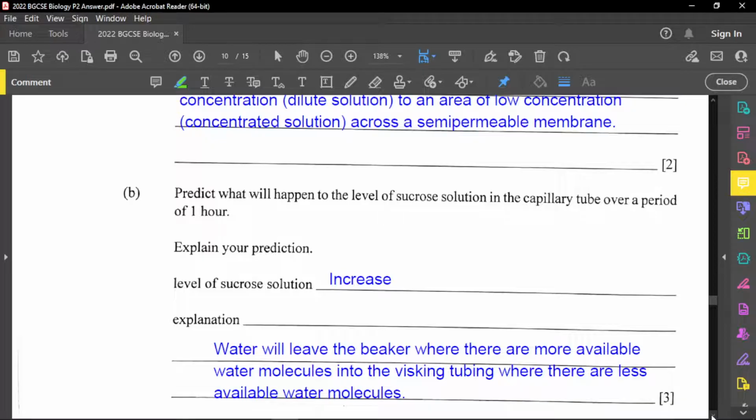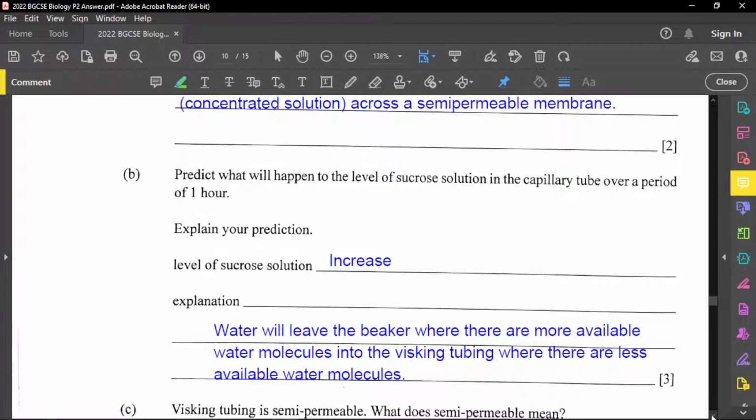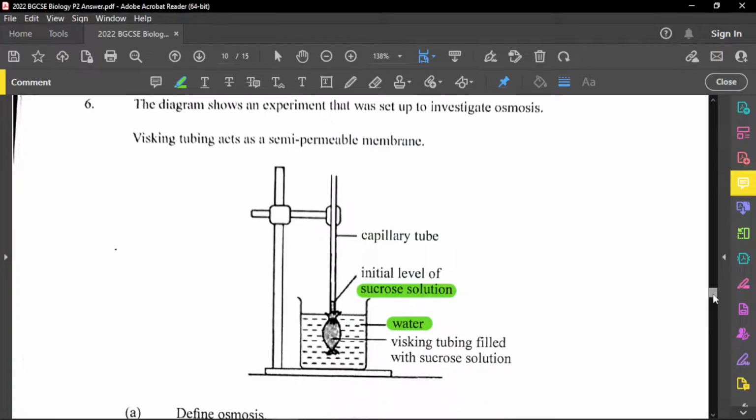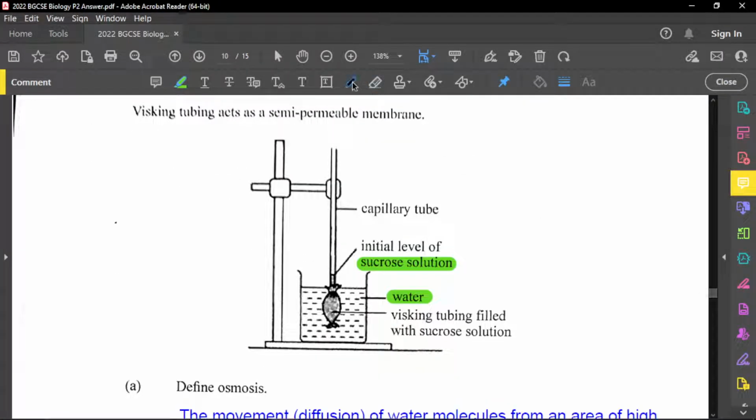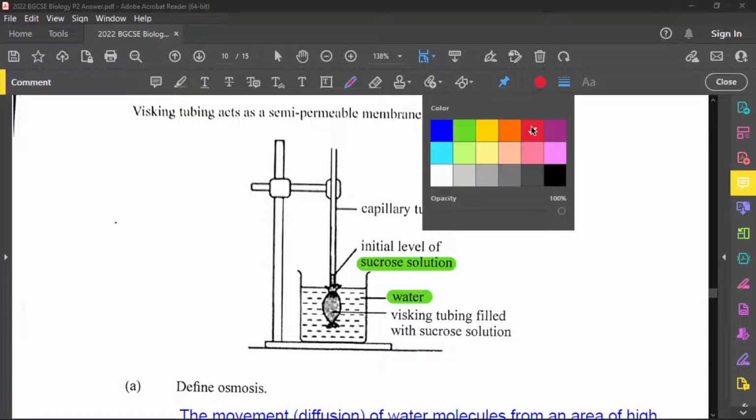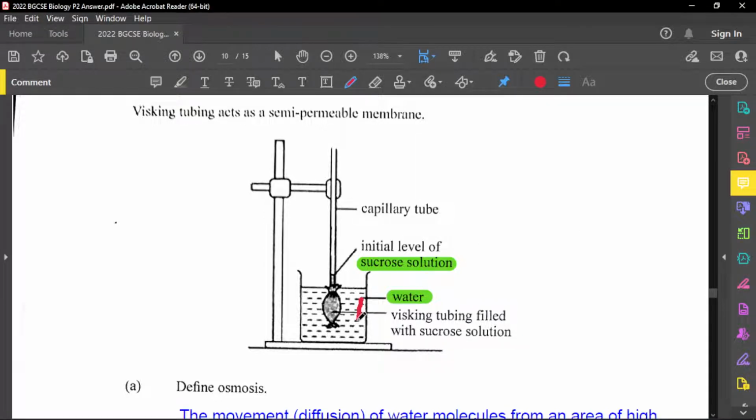All right. Part B said predict what will happen to the level of sucrose solution in the capillary tube over a period of 1 hour. Just to go back to the diagram to demonstrate this, the water, as I said, is considered to be pure, so what will happen here is that water molecules will leave the beaker into the biskin tubing. And so water moving that way, the volume of the solution in the biskin tubing or the capillary tube will increase, because water moves from the beaker inwards.